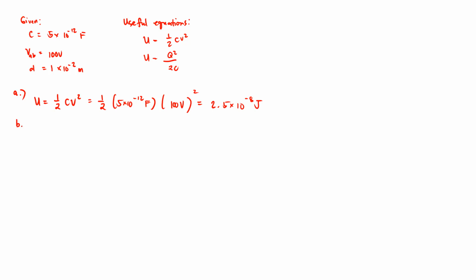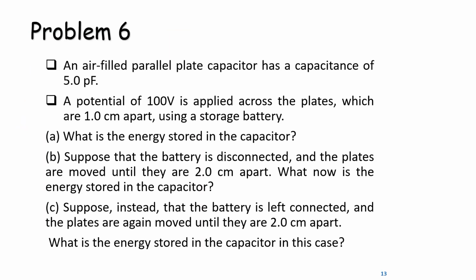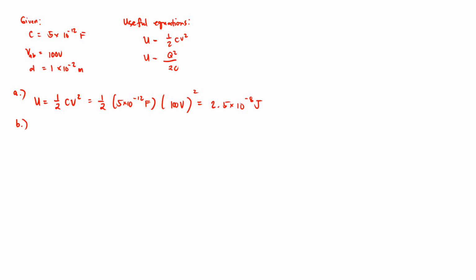And then for letter B, we are asked to calculate the energy stored in the capacitor if the battery is disconnected and the plates are moved until they are 2 centimeters apart. Okay, so for this problem, D is doubled. It has become 2 centimeters. So when D is doubled, the capacitance is halved. So the new capacitance will be, instead of 5 times 10 to the minus 12 farad, 2.5 times 10 to the minus 12 farad.